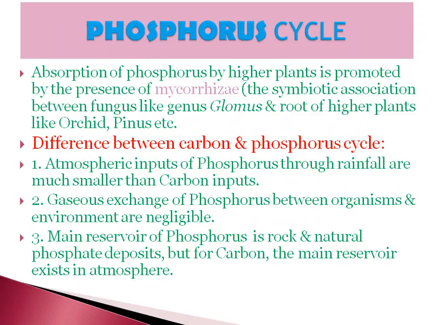Difference between carbon and phosphorus cycle. First, atmospheric inputs of phosphorus through rainfall are much smaller than carbon inputs. Second, gaseous exchange of phosphorus between organisms and environment is negligible. And third, main reservoir of phosphorus is rock and natural phosphate deposits, whereas for carbon, main reservoir exists in atmosphere.